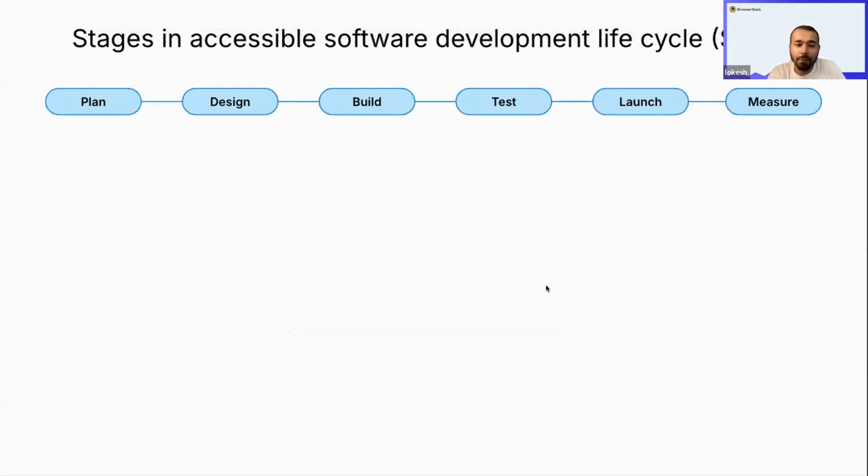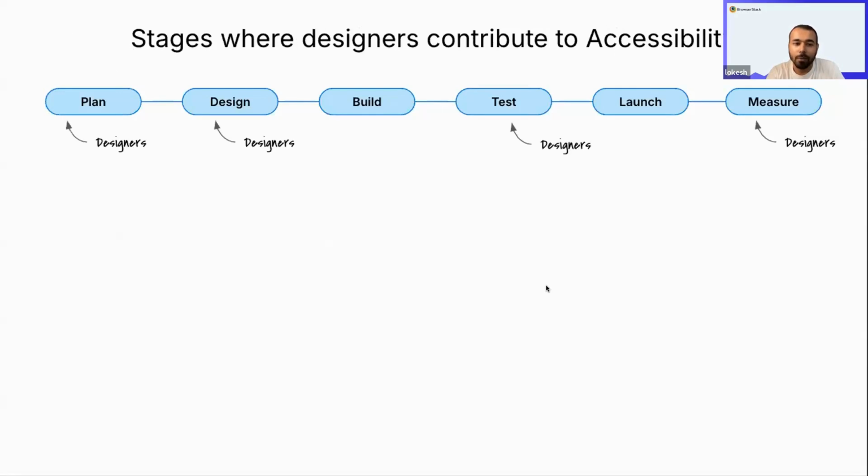And the way we looked at it at BrowserStack when we first started solving this, we thought that, hey, in the process of designing accessible products, maybe design's involvement is only at the design phase. But after we got involved in the process, we realized that designers are involved in planning along with the product managers a little bit, of course in the design phase, a little bit in the testing phase, and a little bit in the measure phase. How are they involved?